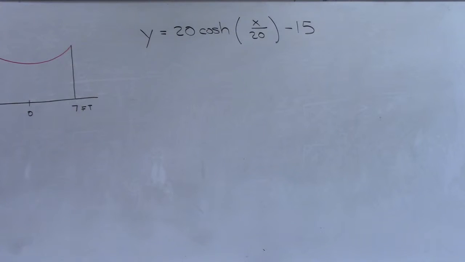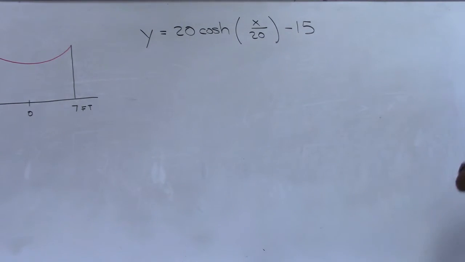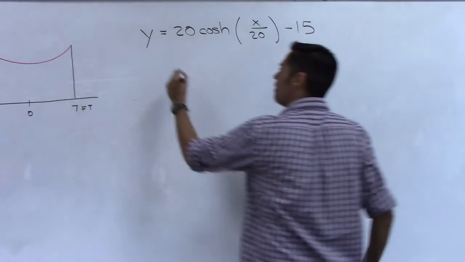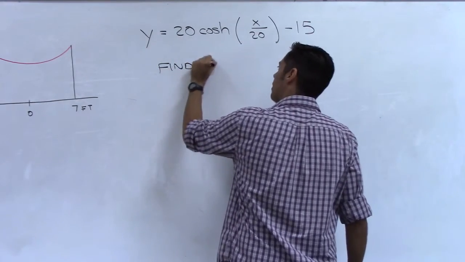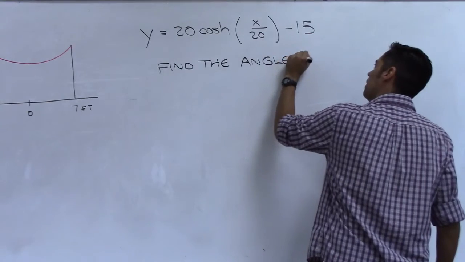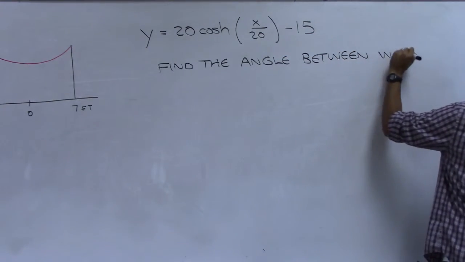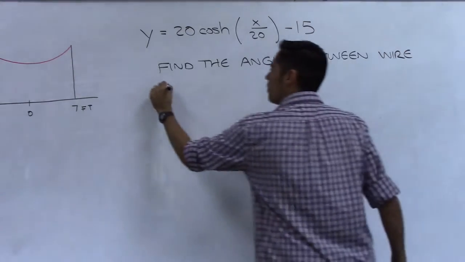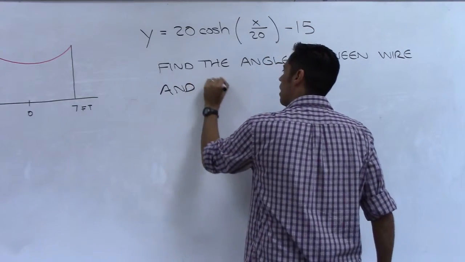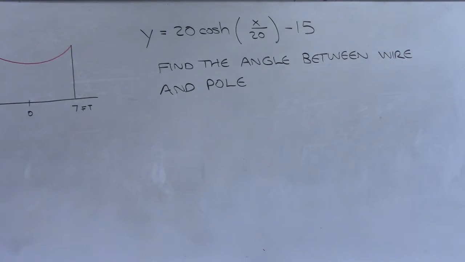How are we going to do it? Anyone have any ideas? I won't call on anyone. So the question I'll put up here: find the angle between wire and pole. You might be asking yourself some questions like, what does he mean by the angle between wire and pole? Like, where are we talking about? What angle?